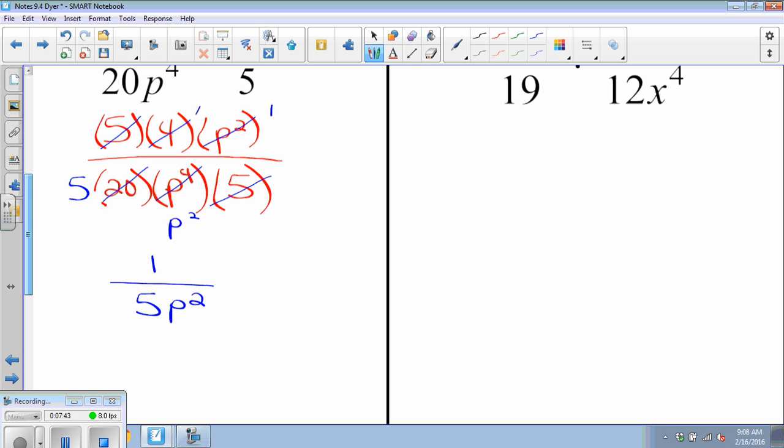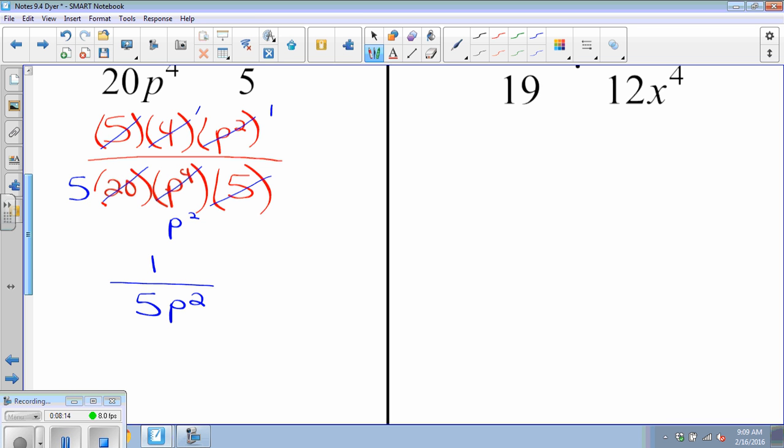The next part of this is they will say, state the excluded values. That means tell me anything that p is not allowed to be. Any value that p is not allowed to be. Well, when we look at fractions, 0 cannot be in the denominator, because if 0 is in the denominator, then it's undefined, right? You can't have 0 at the bottom.